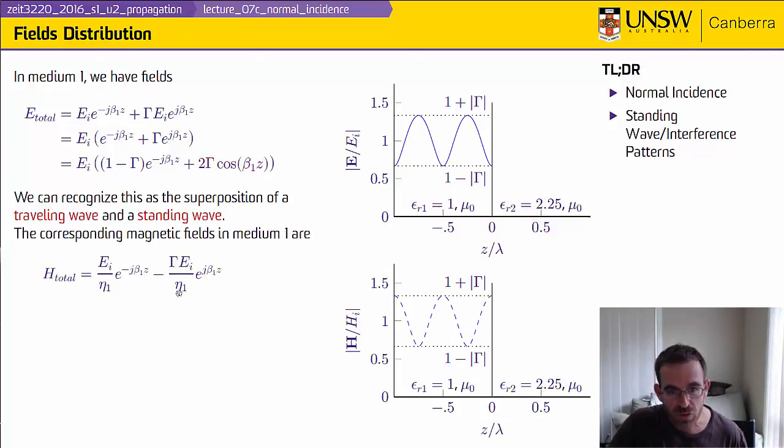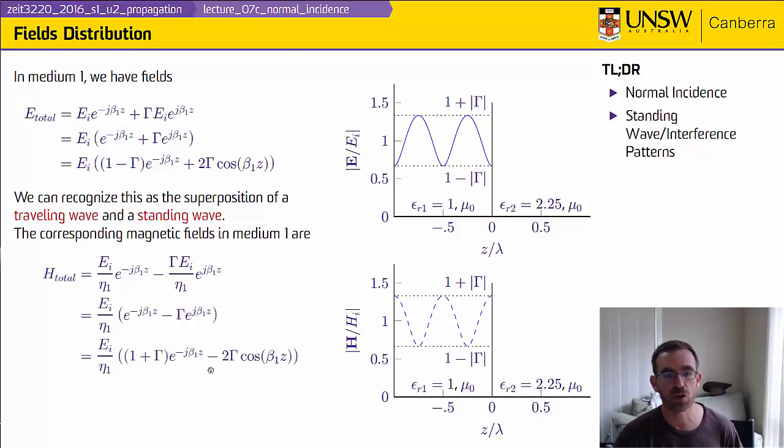The magnetic fields have a slightly different expression. Instead of having E incident propagating to the right plus gamma E incident propagating to the left, I have E incident over eta propagating to the right minus gamma E incident over eta propagating to the left. That's because my electric field in both cases was assumed to be in the positive x direction. So for the incident wave, I have to have polarization in the plus y direction for the magnetic field, and for the reflected wave, the magnetic field is in the minus y direction. Right? And so I get this minus sign here.